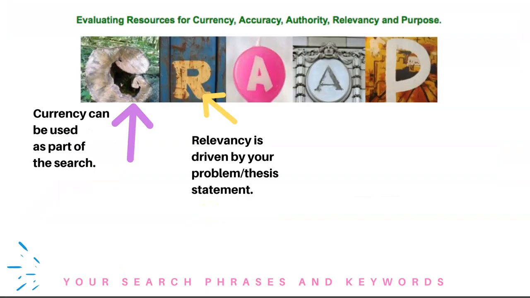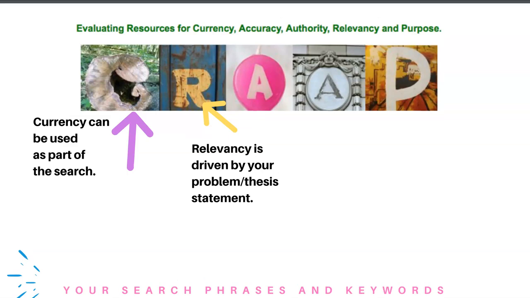When you're going into the databases and you're going in to build your search, you can build some of those key concepts in there. Currency, relevancy, authority, purpose. The other A is for accuracy. That's a really important piece. So when choosing the databases and using your search, all of these are great.